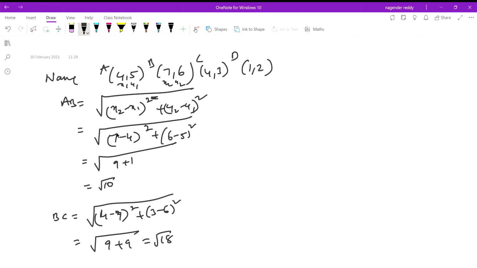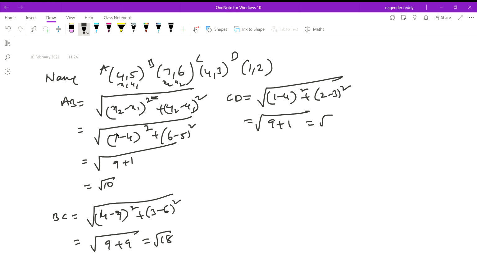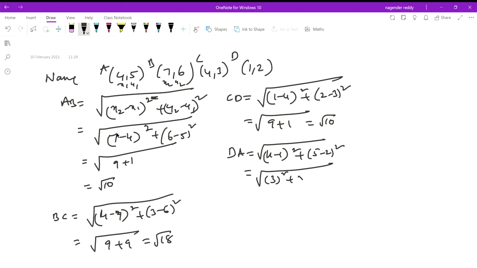Okay, let me go with CD. CD is equal to under square root of 1 minus 4 whole square plus 2 minus 3 whole square, gives you 3 square is 9 plus 1, you got root 10. And DA, under square root of 4 minus 1 whole square plus 5 minus 2 whole square. Under square root of 4 minus 1 is 3 whole square plus 3 whole square, 9 plus 9, it is root 18.